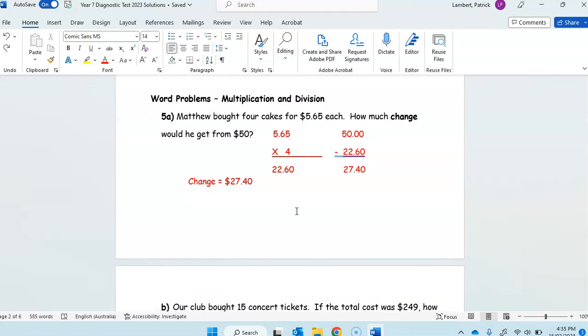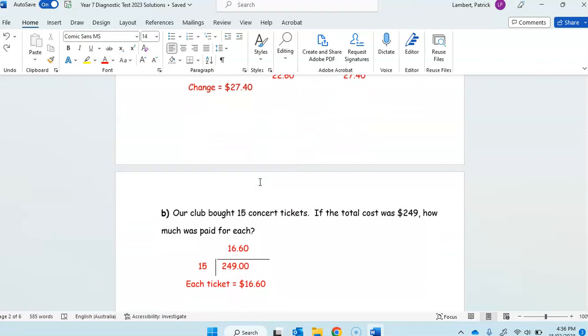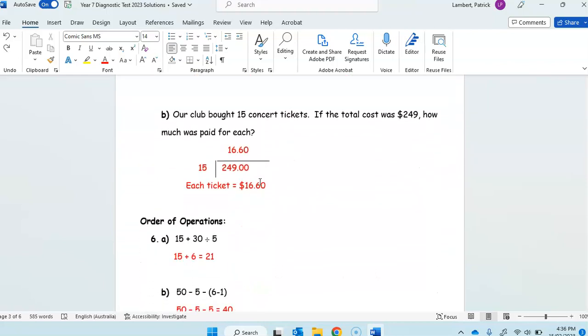Matthew bought 4 cakes for $5.65 each. How much change would he get from $50? So you had to work out 5.65 multiplied by 4. 2 decimal places because it's money. So it was $22.60. He has $50 and this is how much he spent. So he gets $27.40. And in any question, answer the question. How much change would he get? Change equals $27.40. So the answer has to be in money.